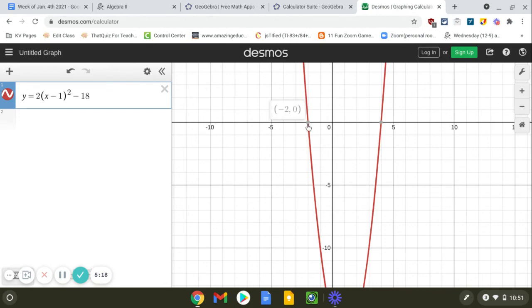So what that means is if you take -2, using a calculator or by hand, whatever, and plug in -2 for x, you're going to get 0 for this whole thing.